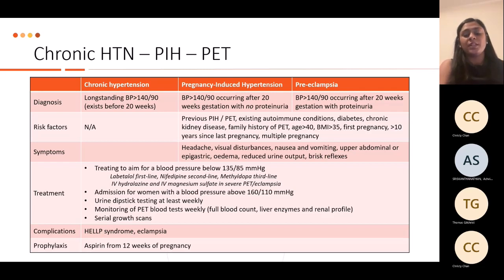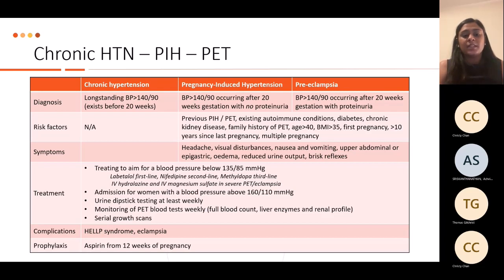Pregnancy-induced hypertension, generally speaking, is similarly to preeclampsia. The blood pressure is more than 140 over 90, and it tends to occur after 20 weeks of gestation. Whereas preeclampsia really refers to a new hypertension, which is associated with end organ dysfunction. In this case, it is most commonly associated with proteinuria.